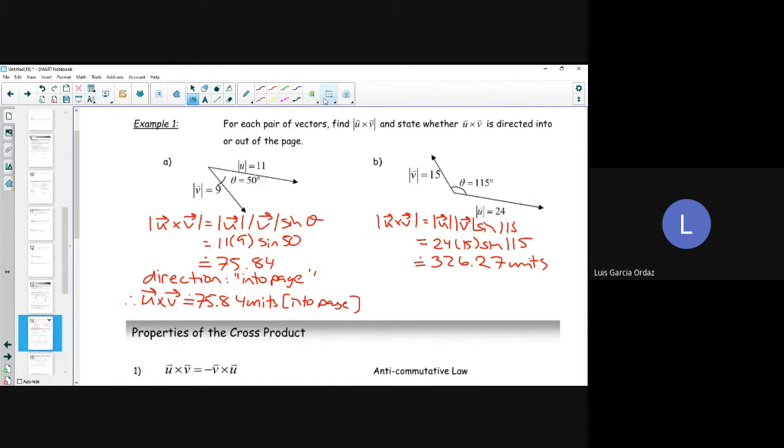And because of my angle, my direction is going to be out of page. Which means u cross product v is equal to approximately 326.27 units out of page.